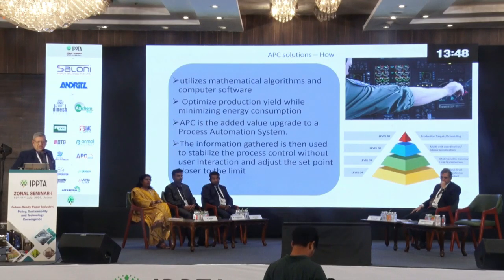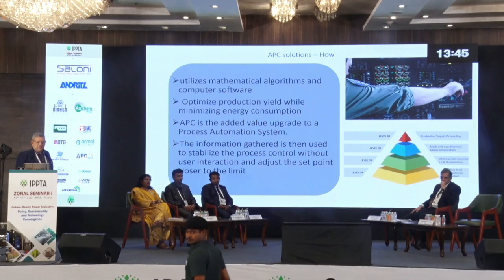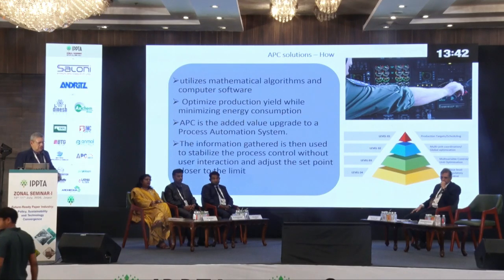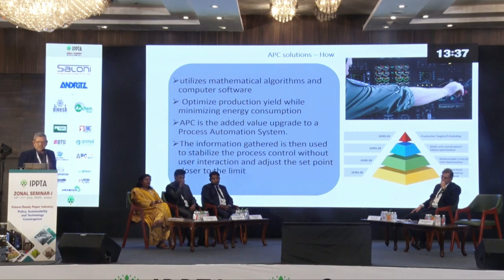So how is it done? APC uses mathematical algorithms. The previous speakers have already taken you through that. It optimizes the production yield while minimizing the energy consumption. APC is an added-value upgrade to your process automation. Basically, you have to improve the process that you are doing. The information gathered is then used to stabilize the process, so that is how you adjust the set point closer to the limit.